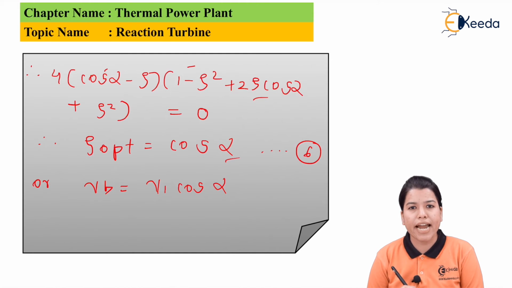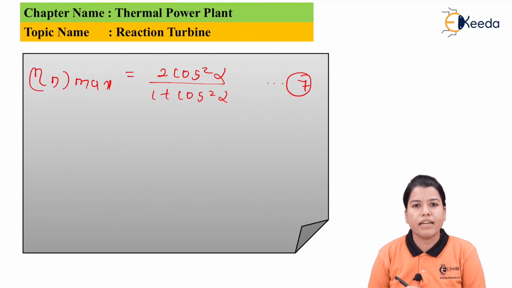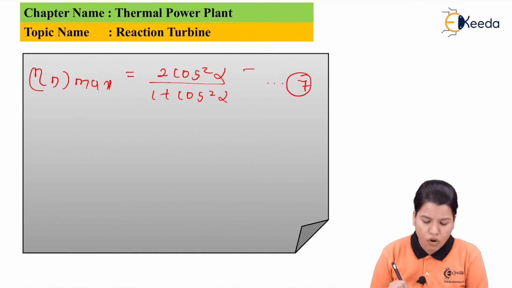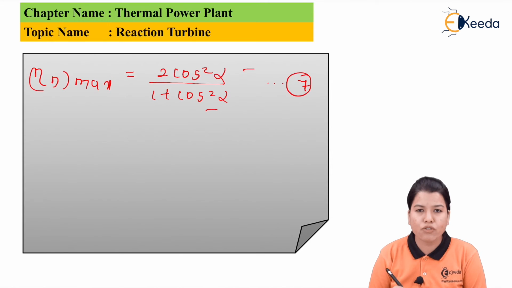Or we can also say that Vb is equal to V1 cos of alpha. Now substituting the value of rho optimum, that is equation number 6, in equation number 5, we get the maximum diagram efficiency equal to 2 cos square alpha divided by 1 plus cos square alpha. Let it be equation number 7.